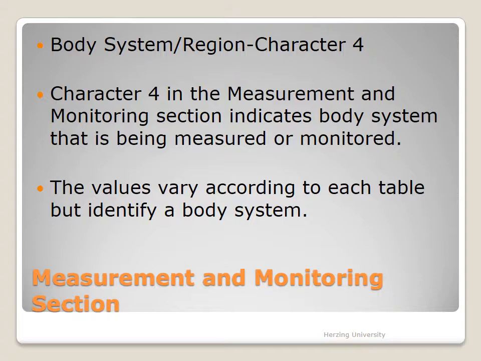Character 4 of the measurement and monitoring section of ICD-10 PCS represents the body system or region. Character 4 represents the body system that is being measured or monitored. The values vary according to each table, but identify a body system.